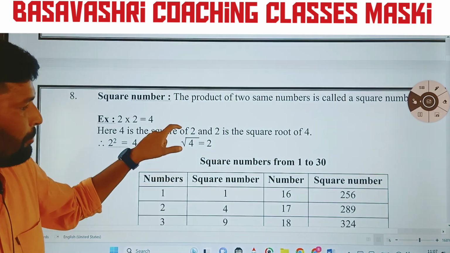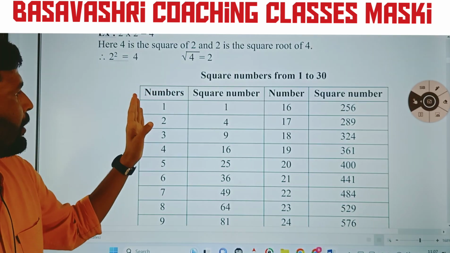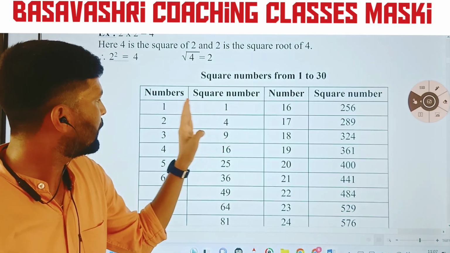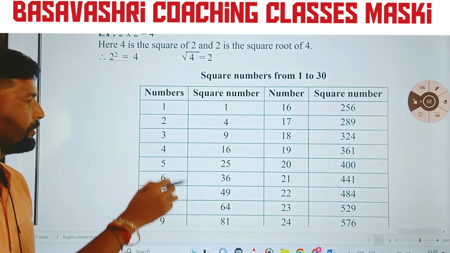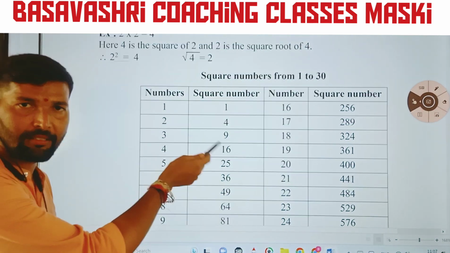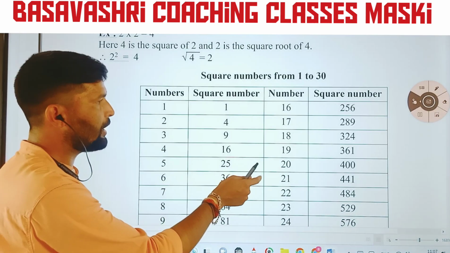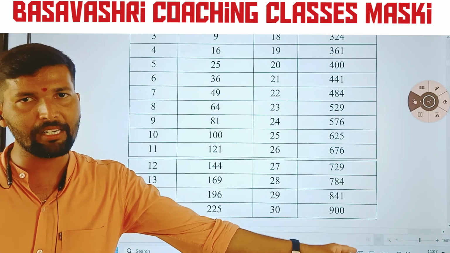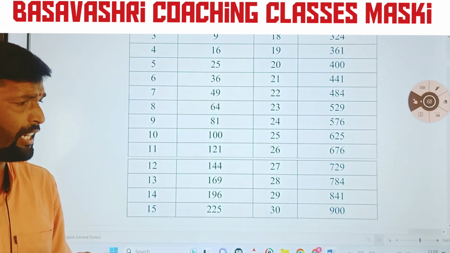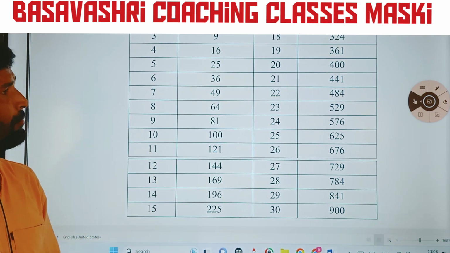So these are the examples of square numbers, where 1 square is 1, 2 square is 4, 3 square is 9, 4 square is 16. Like that, we are given up to 30 square is 900. In an easy way we can find the square number.